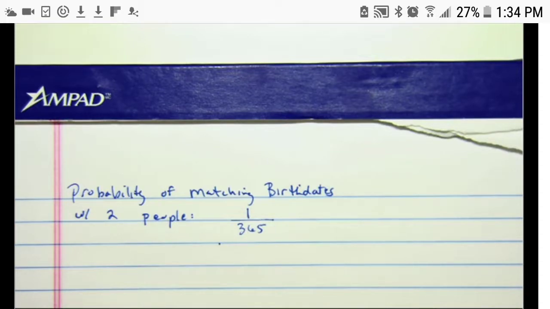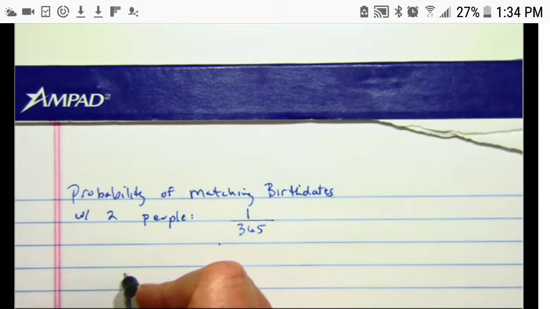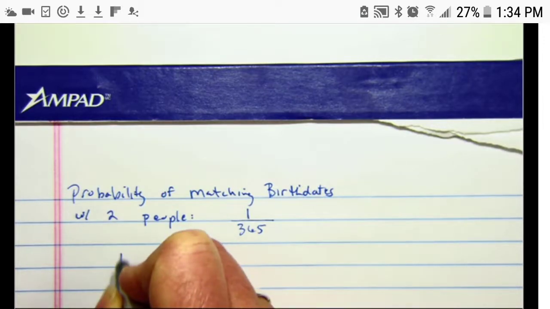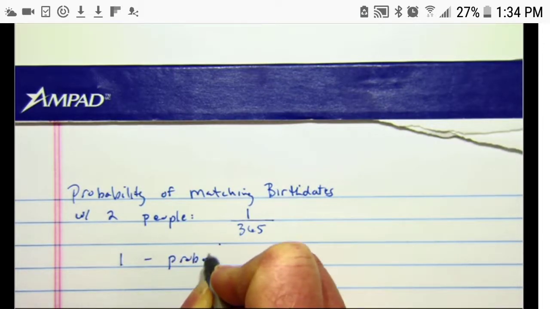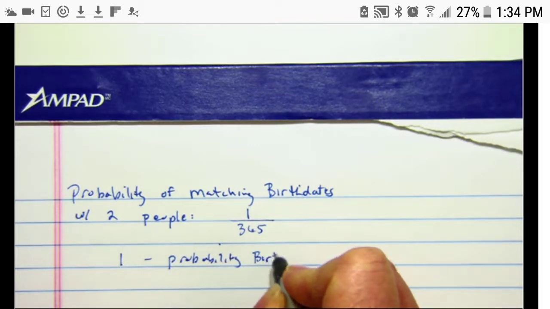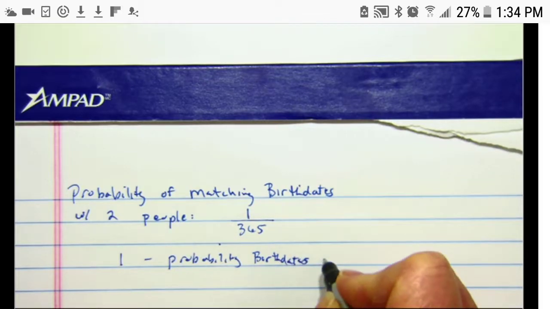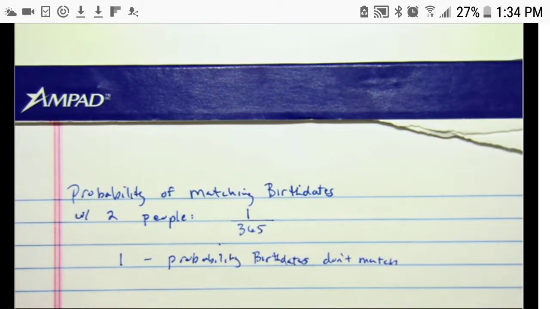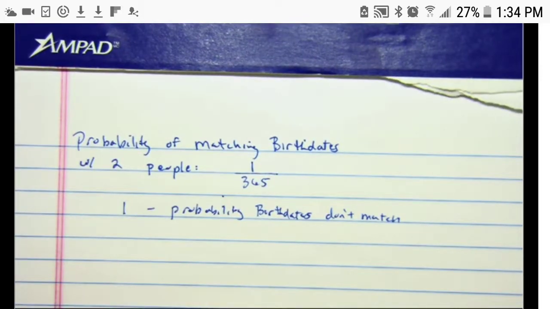And you could read about this in your textbook as well. So that might be a little easier for you to understand if you want. So we're going to say 1 minus the probability that birthdays are not the same. So just like with the dice, 1 minus the probability the birthdays don't match.